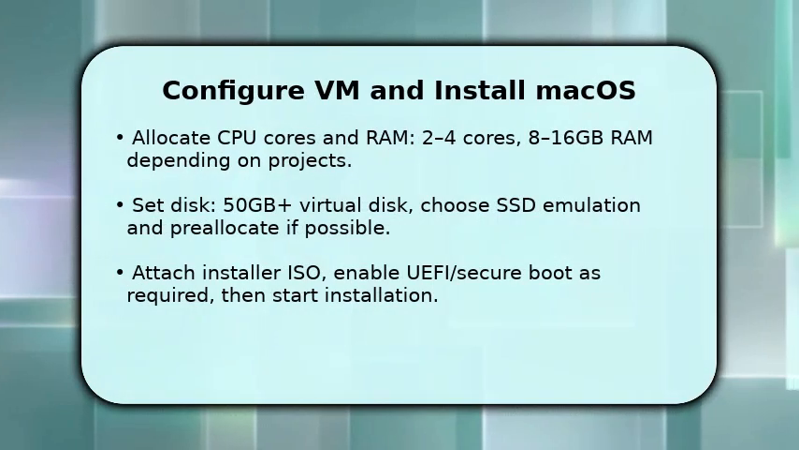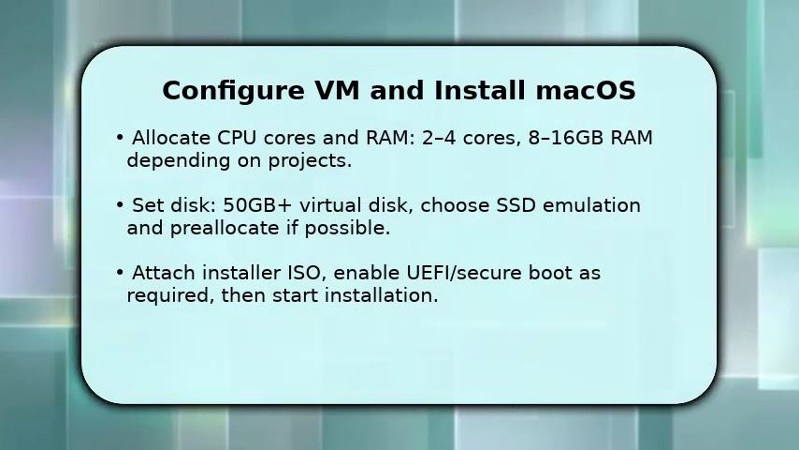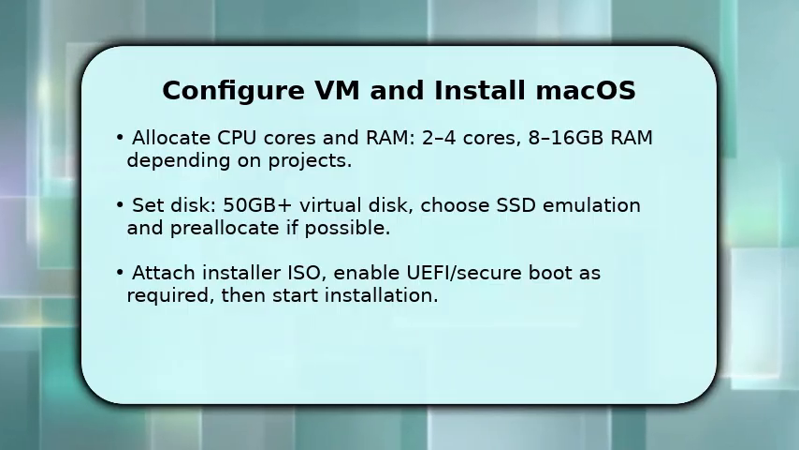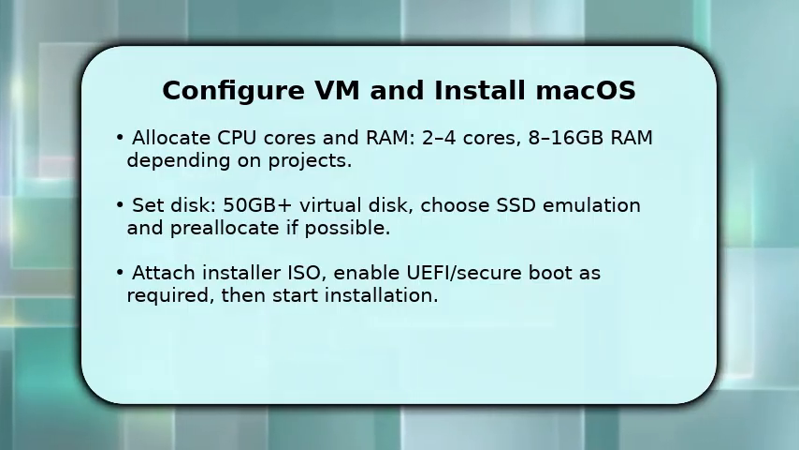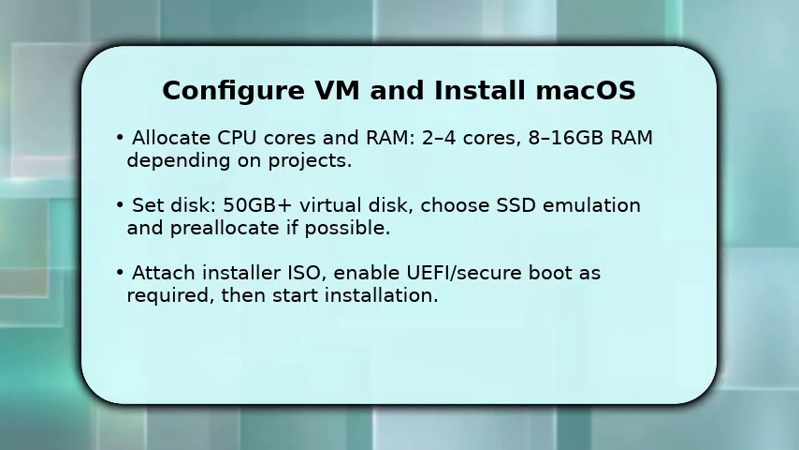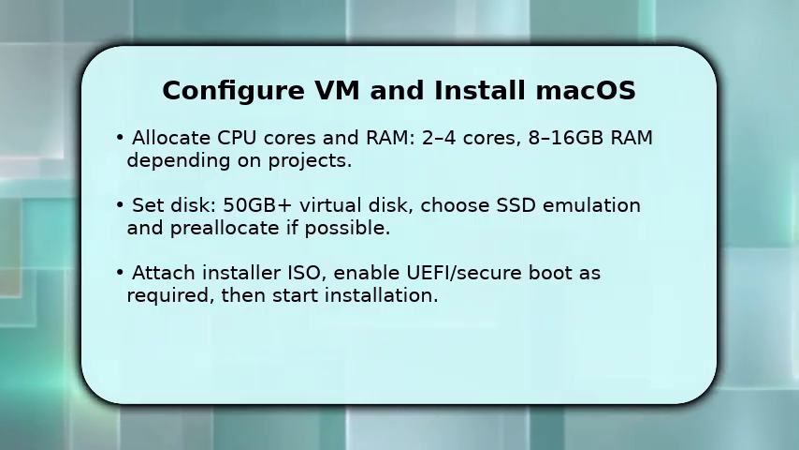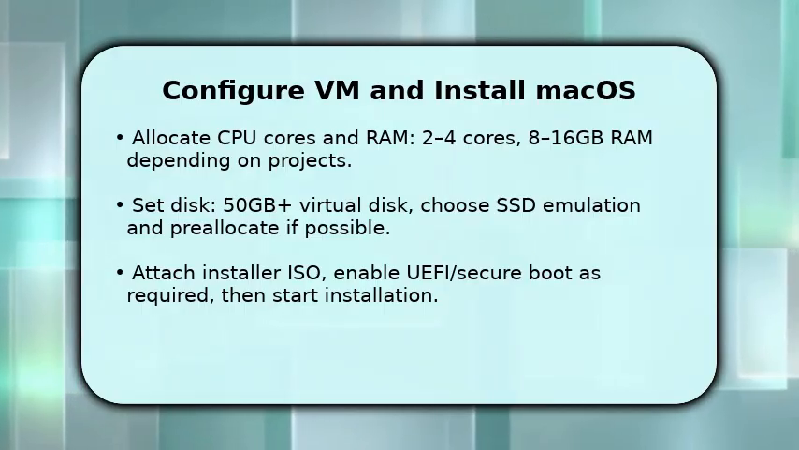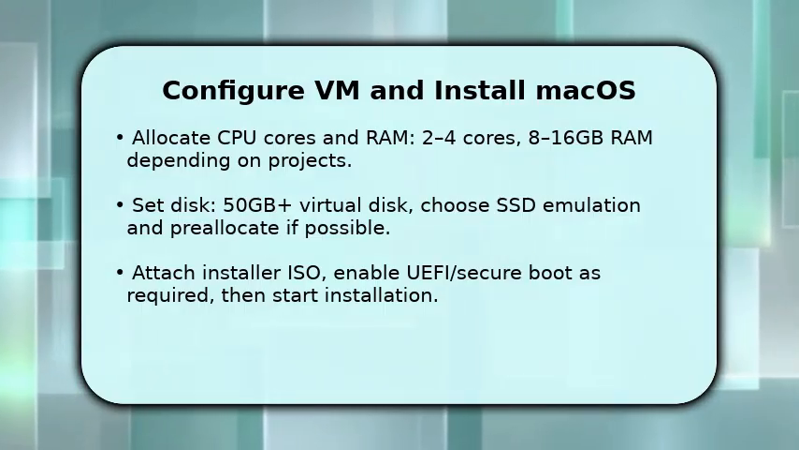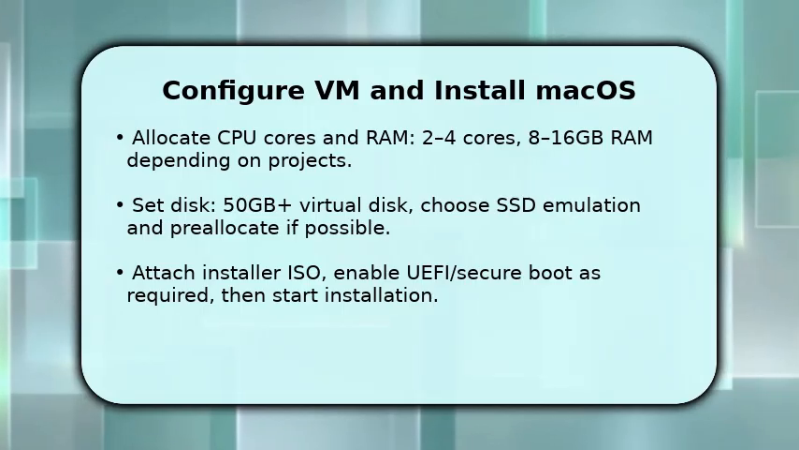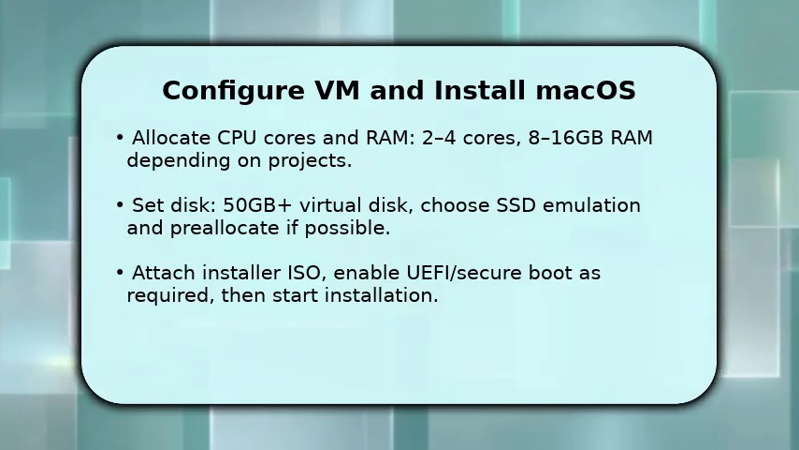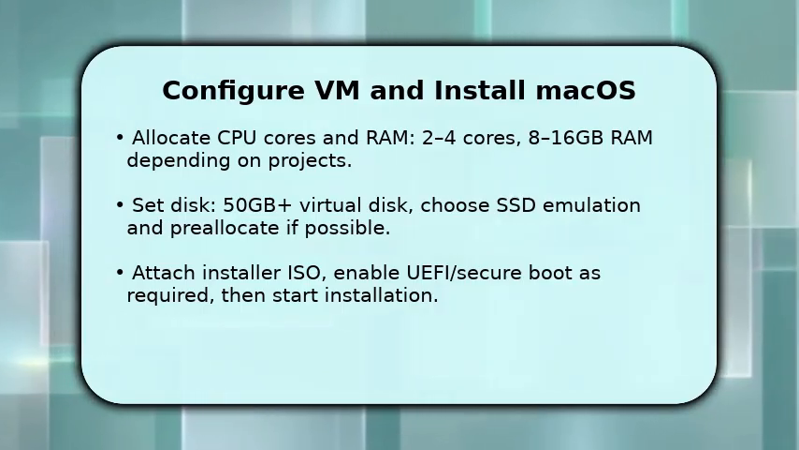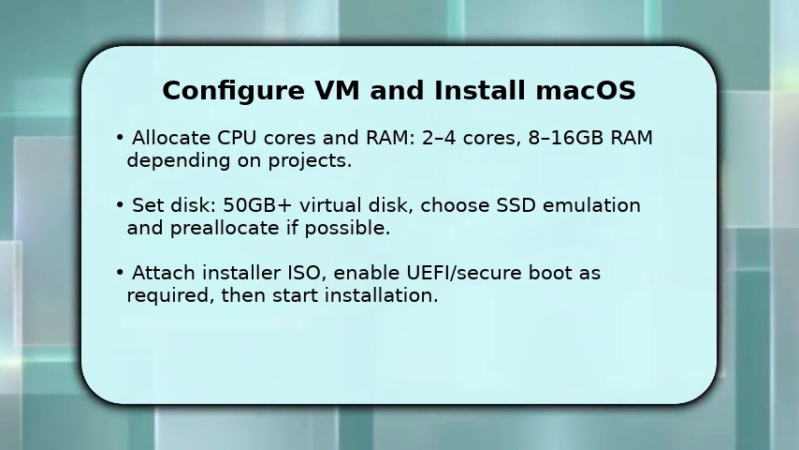Now you configure resources. Assign CPU cores and RAM based on workload, because under-provisioning causes sluggish VMs. Once done, create a 50 GB or larger virtual disk, enable SSD emulation, and consider pre-allocating space for performance. Attach the Mac OS installer image to the VM's CD/DVD drive and confirm UEFI settings if the image requires them.